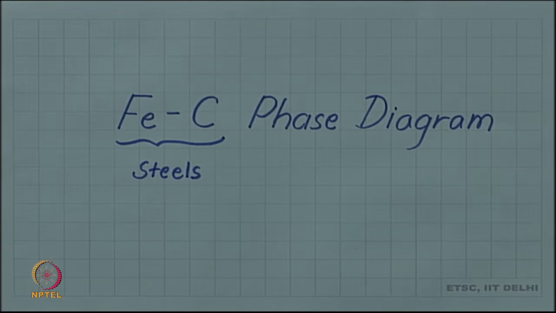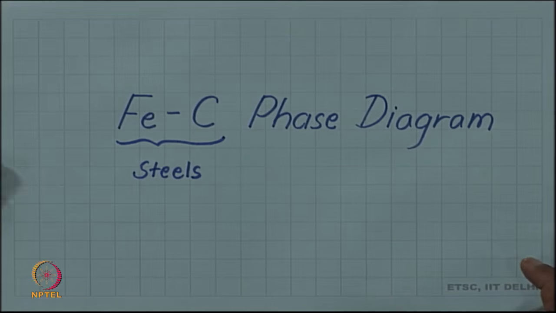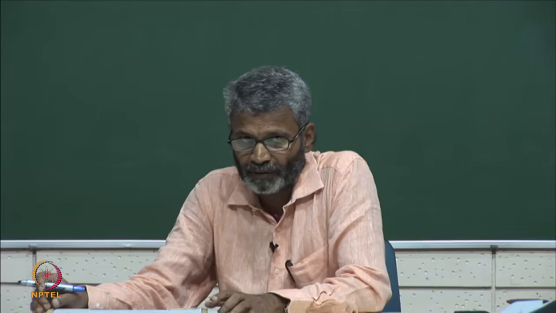It is also among the examples which we have seen. We have seen two examples till now. One is the isomorphous phase diagram of copper nickel that had no invariant reaction. Then we saw the eutectic phase diagram of lead tin which had a single invariant reaction. Now, this iron carbon phase diagram is more complicated than any of these because, as you are going to see, it has 3 invariant reactions.